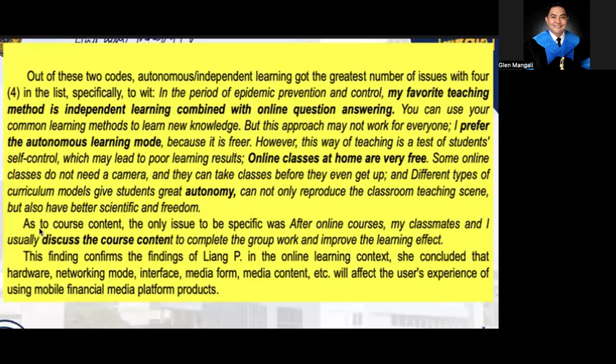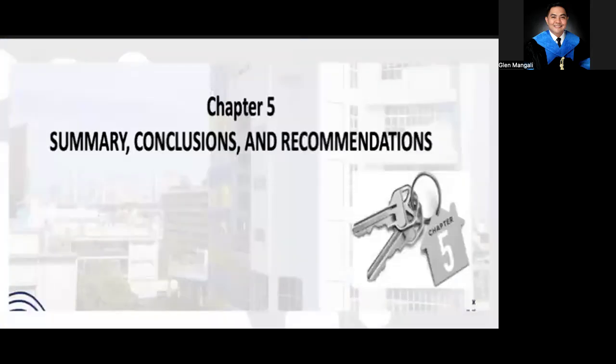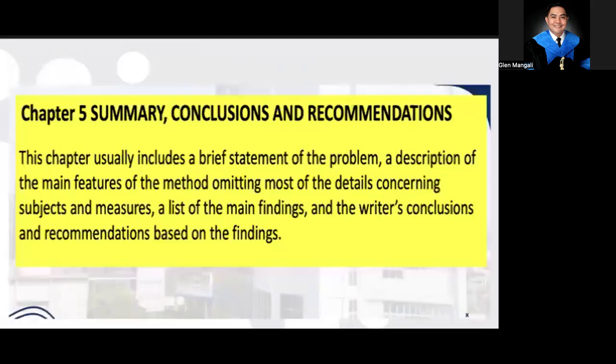The next section of your thesis is chapter 5, summary, conclusion, and recommendation. This chapter usually includes a brief statement of the problem. It will also be a description of the main features of the method, omitting most of the details concerning subject and measure. It is like a list of main findings and the writer's conclusion and recommendation based on the findings.